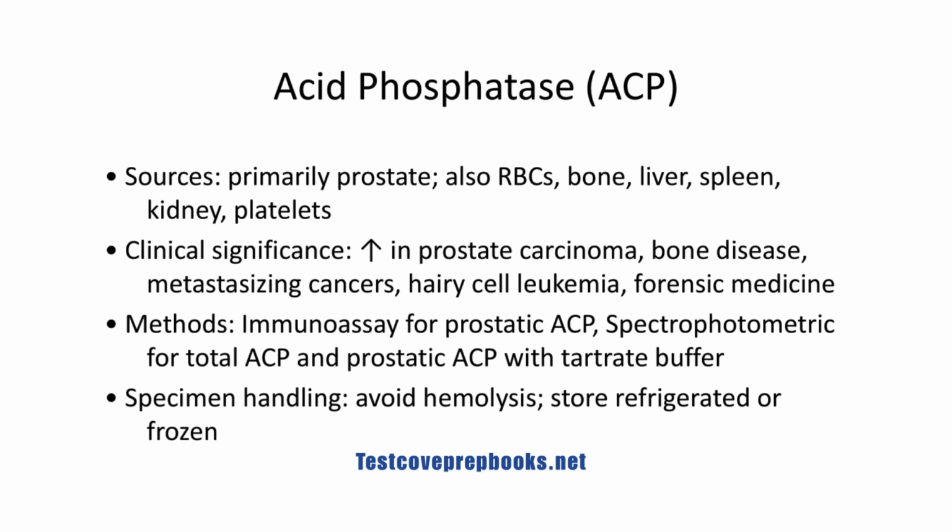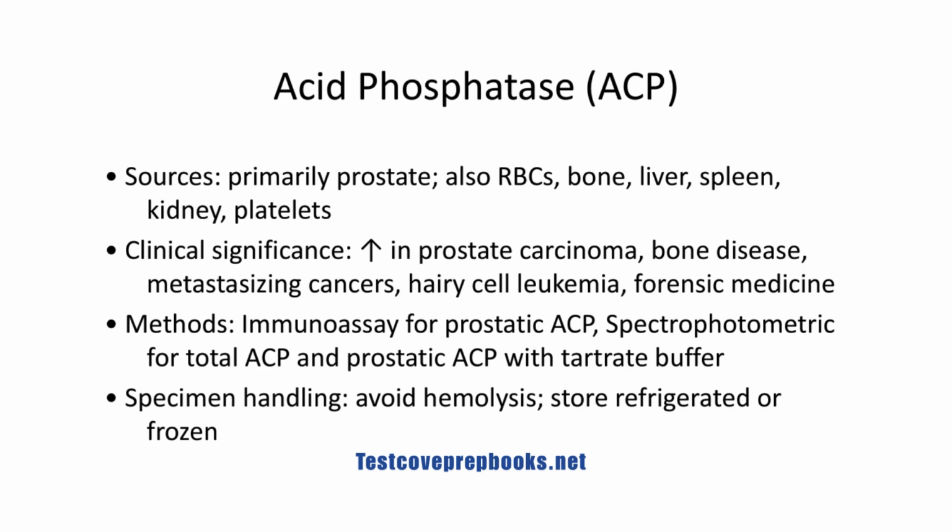The next enzyme is acid phosphatase, or ACP. Its primary source is the prostate, but it is also found in red blood cells, bone, liver, spleen, kidneys, and platelets. Clinically, the highest ACP elevations are seen in metastasizing carcinoma of the prostate, although nowadays PSA is more commonly used. ACP can also be increased in bone diseases, cancers that spread to bone, and in metastatic breast cancer.